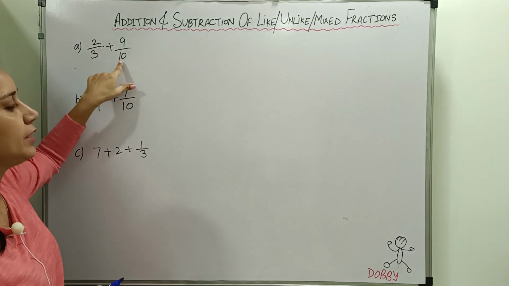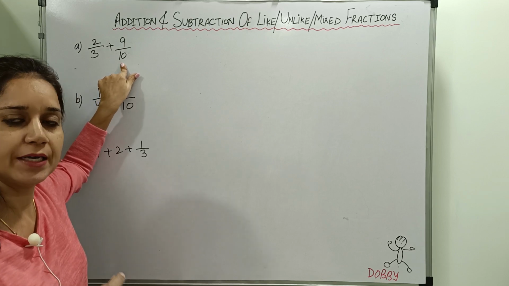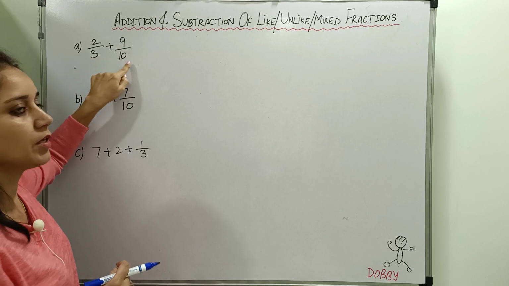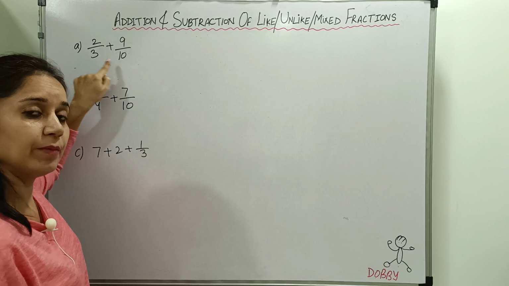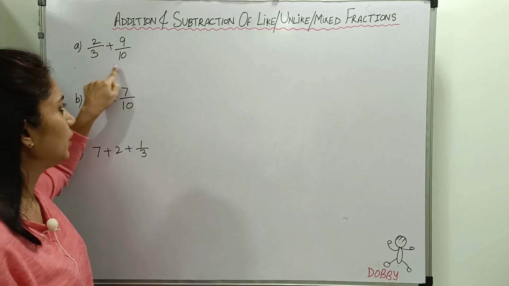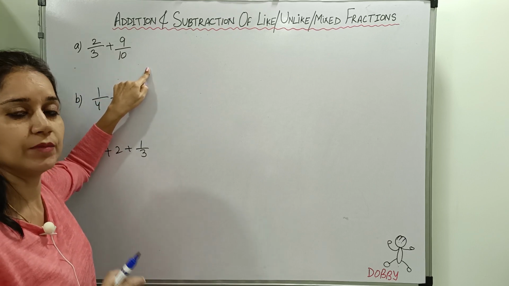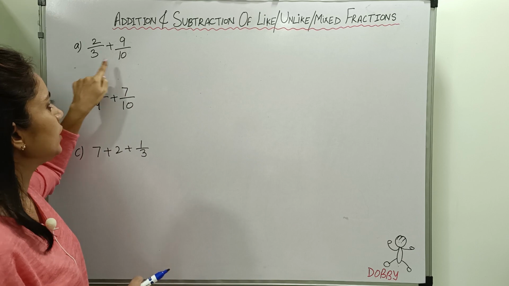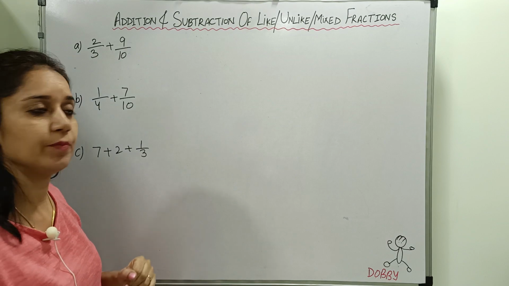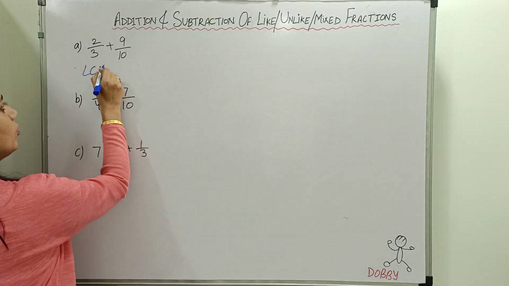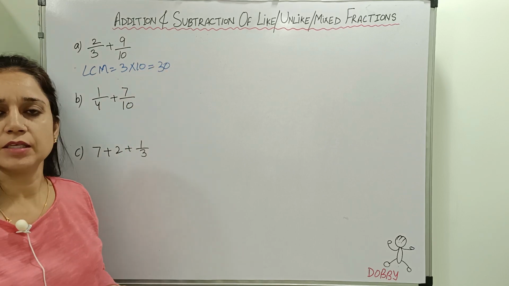So 3 is the denominator, 10 is the denominator. They are not like fractions. That means we have to make them like. How? By taking LCM of denominators. Observe the denominators. Is there any common table in 3 and 10? No. Can 3 be made 10 mentally with the help of table? Here also we cannot go mentally. 3 3s are 9, 3 4s are 12. 10 does not come. That means we have to take LCM. Now 3 and 10. 10 is even number, 3 is odd number, no common table. That means LCM will be the product of denominators. 3 multiplied by 10 gives us 30 is the LCM.